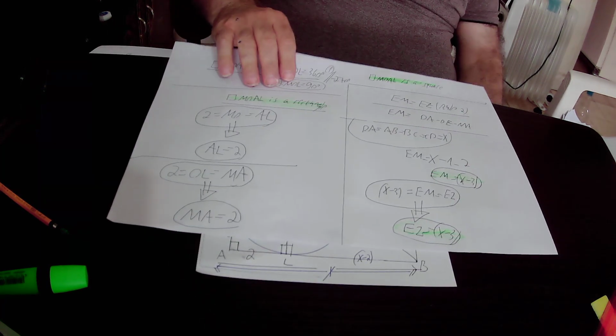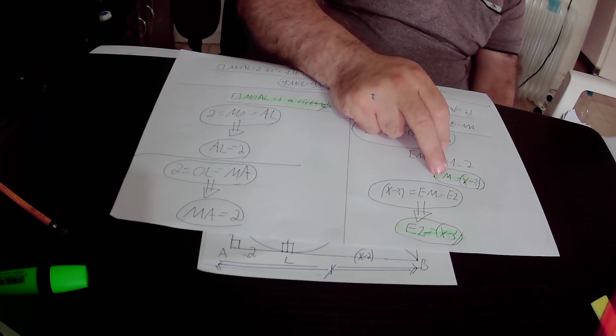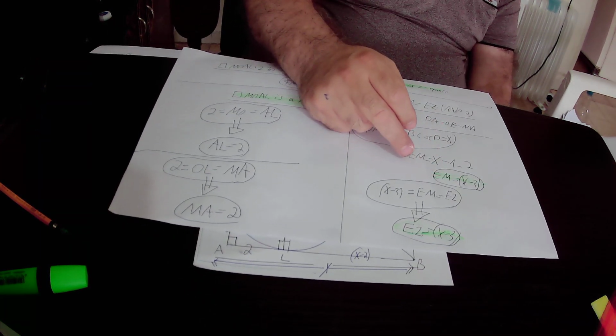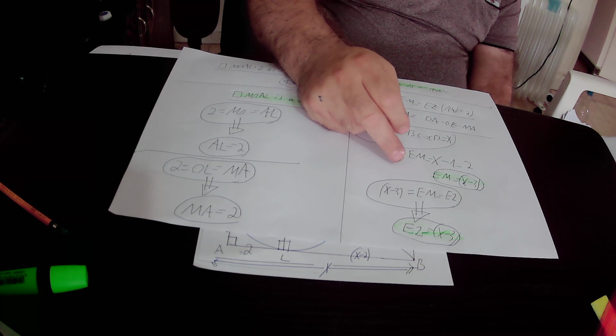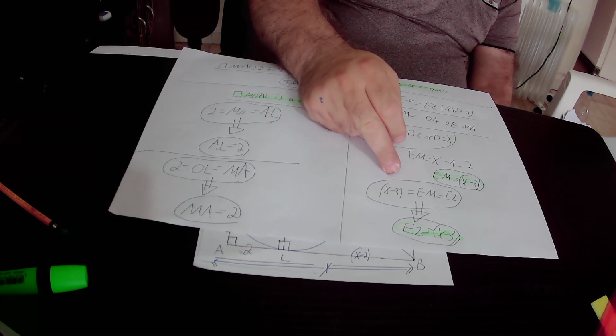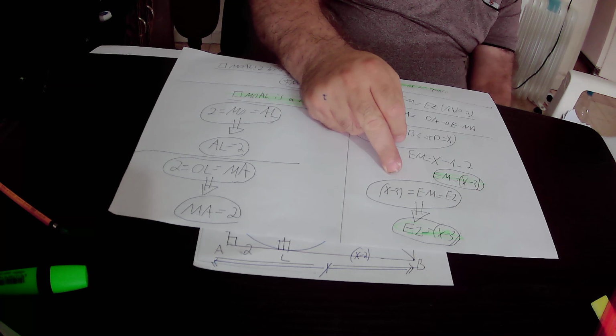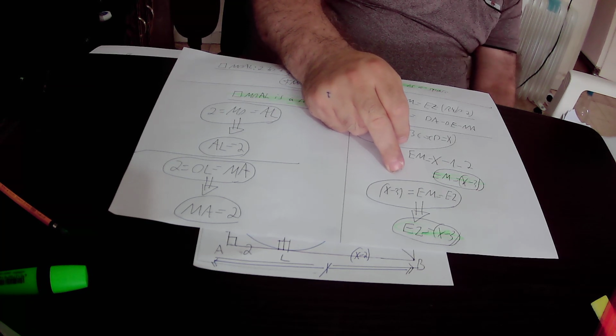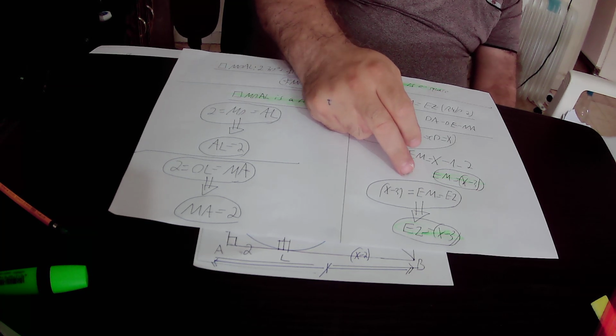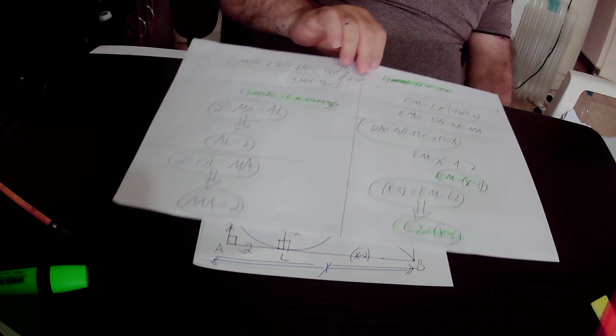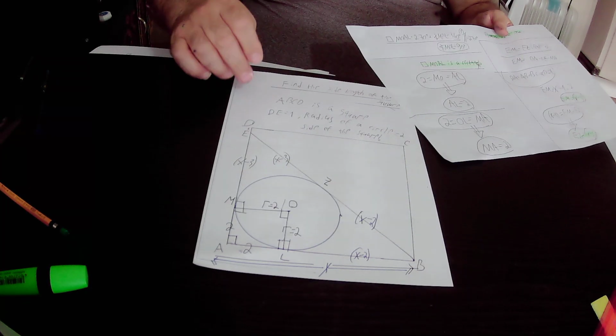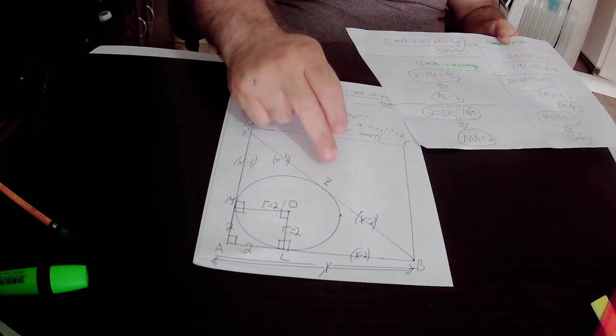But according to rule number 2, EM equals EZ from one side, but from the other side we just found out that EM is also equal to X minus 3. So we can write here that EM equals X minus 3, and from this equation X minus 3 equals EM equals EZ, we derive that EZ is also equal to X minus 3.